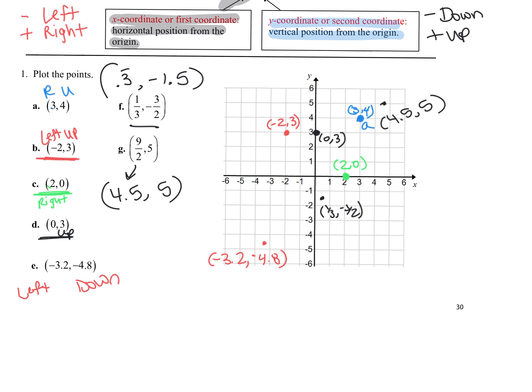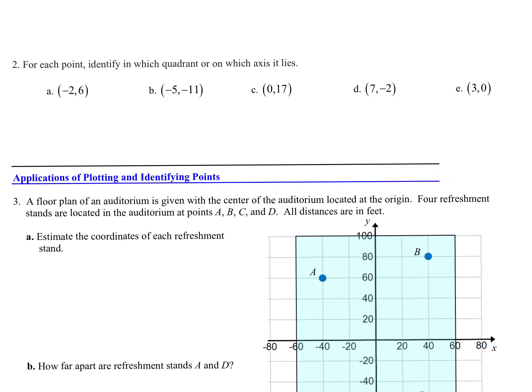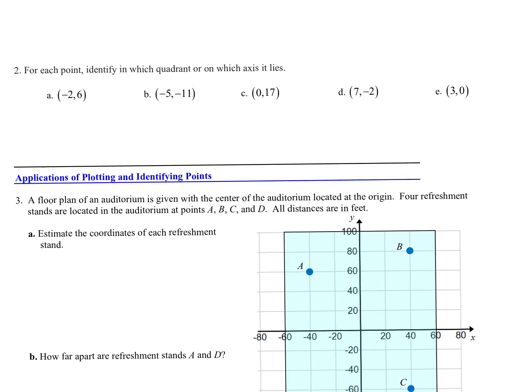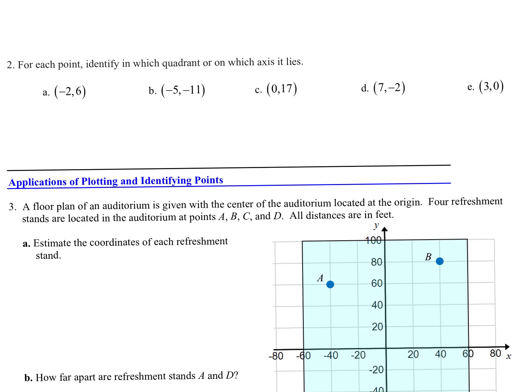All righty, let's move into a different objective, which is to identify what quadrant or axis the ordered pair lies in, okay? If you want to make a little coordinate plane, that might help you. Remember, the quadrants are, actually, we use Roman numerals. So 1, 2, 3, and 4.